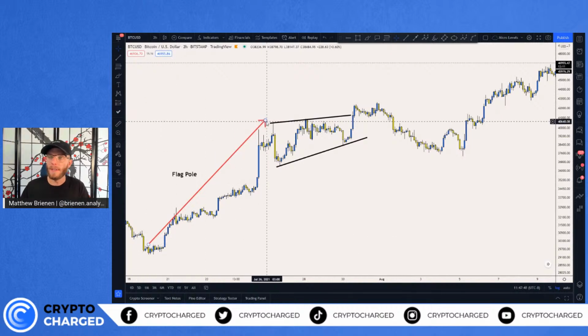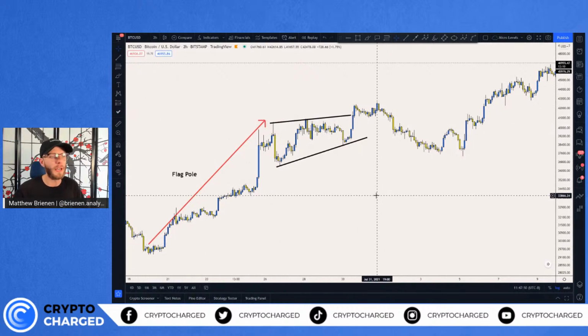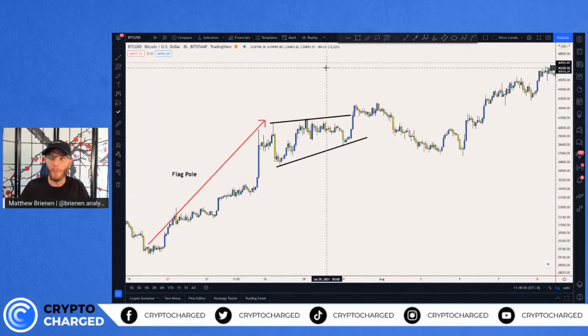But this is what we want to see when we have a bullish trend that's very much intact: an impulse move to the upside, being this flagpole. So an extension or an impulse move. We call it an impulse move because price impulsively wants to move in that direction, and that's the direction the trend is set in. So we see the impulse move, and then some sort of consolidation period here.